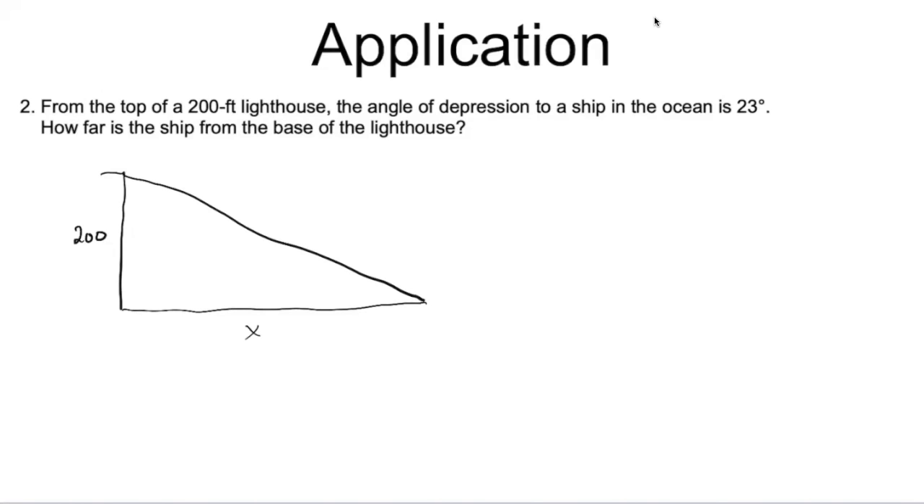How do we determine angle of depression? Angle of depression is always based on line of sight. My horizontal line of sight is straight ahead, but I'm looking down at the ship. Well, there's an angle created known as an angle of depression. In this case, it's 23 degrees.